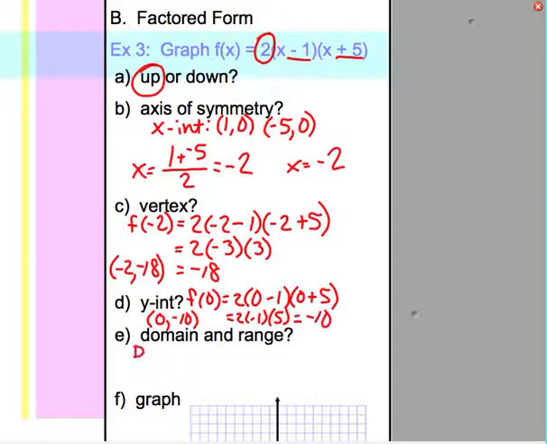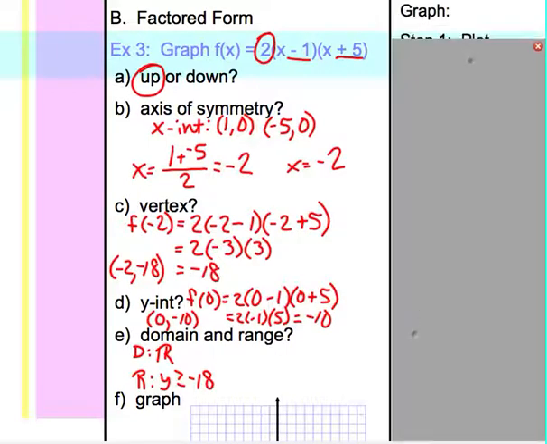Domain for any quadratic is all real numbers. We can substitute any value in for x. And the range, because our graph opens up, y will be greater than or equal to the y-coordinate of the vertex. Make sure you're grabbing that from the vertex again, not the y-intercept.